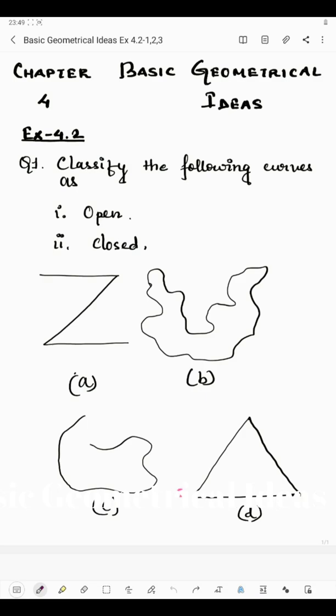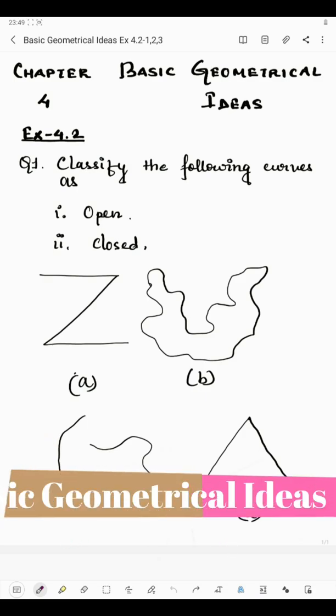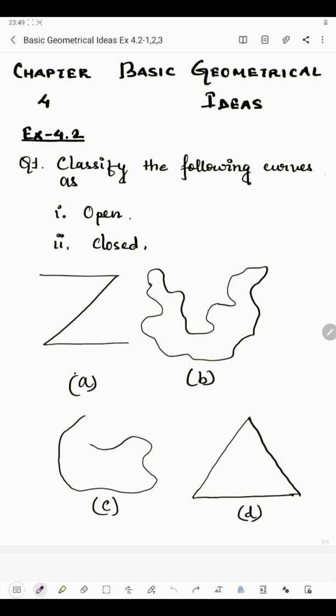Hello students, now I'll be starting with question number 1 of exercise 4.2. Question number 1 says classify the following curves as open and closed. First you have to understand what you mean by curves. A curve can be defined as the continuous movement of points in any and every direction.